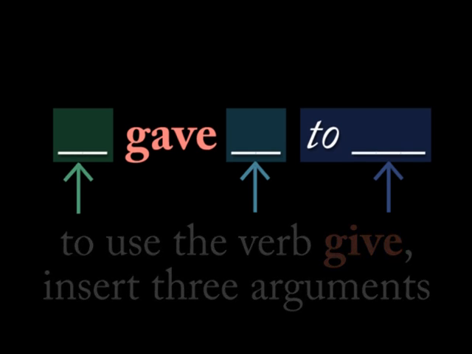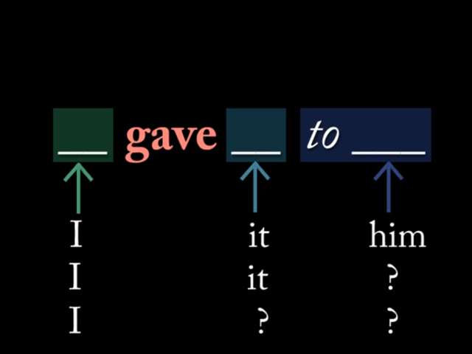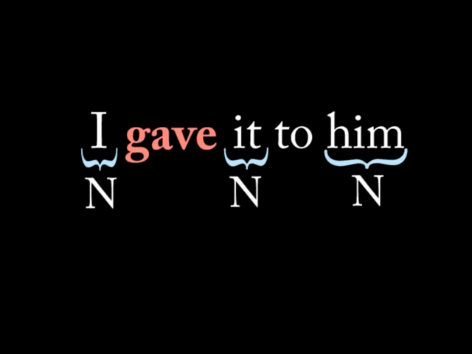To be specific, it expects 3 arguments. So I give it to him makes sense, but I gave kind of withholds information we're expecting, and I gave leaves us with 2 slots that are not filled. As I described before, those slots are filled by arguments, which are nouns and pronouns. Now let's talk about the number of those arguments.